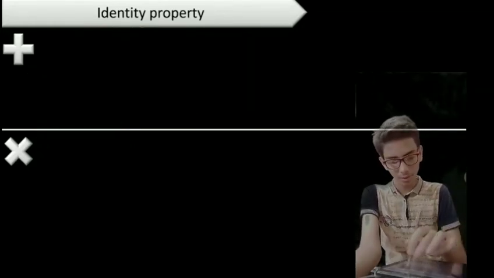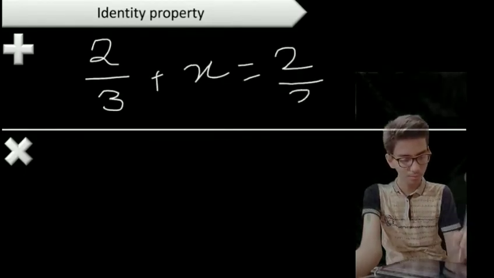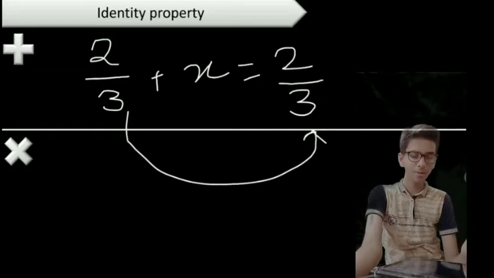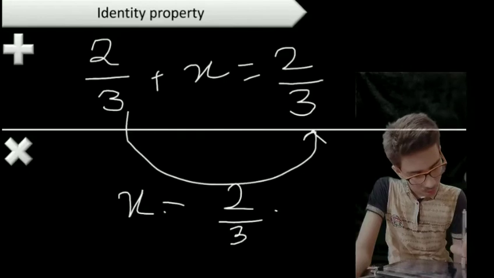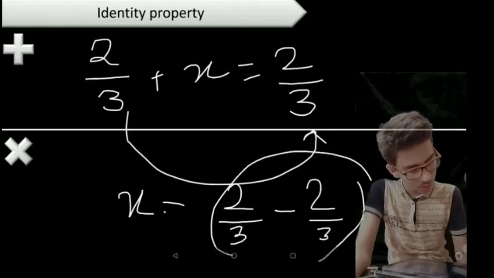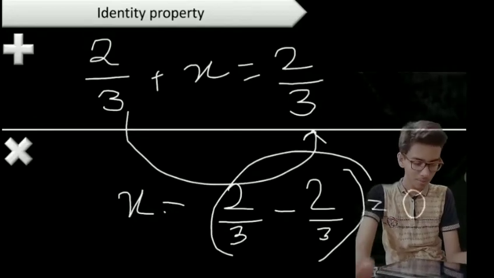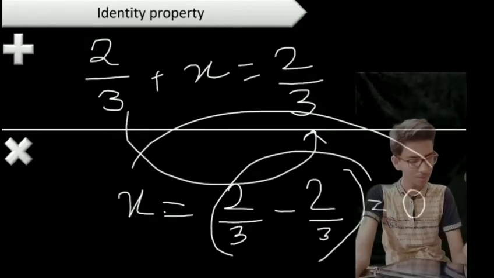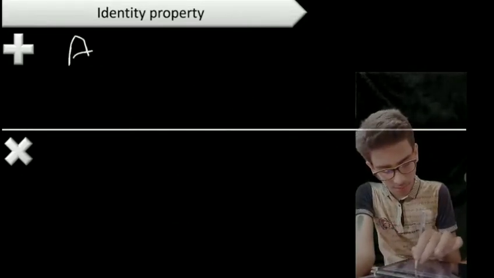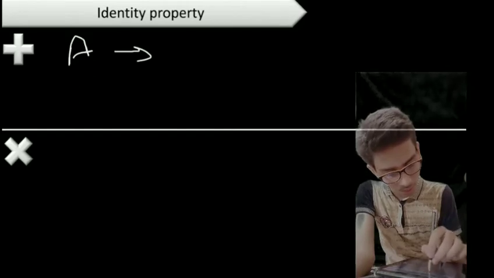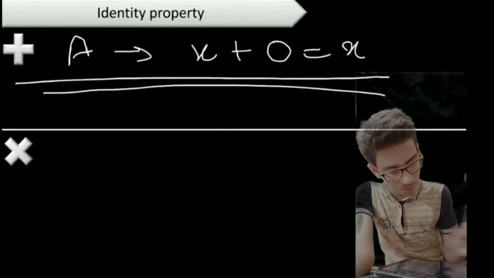So what we are going to do, this 2 by 3 will go over here with a minus sign. Yeah, x will be equal to 2 by 3 minus 2 by 3. This is going to give you a big 0, right? Don't get 0 in your examination, right? So x will be equal to a big 0. So the additive identity says that you add a 0 to any number, you will get the same number.